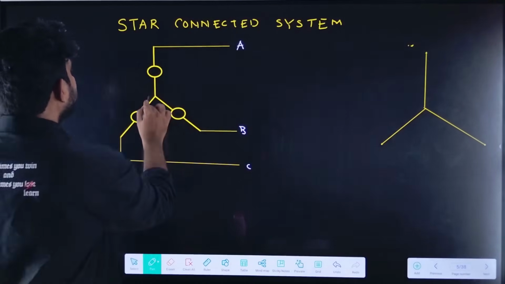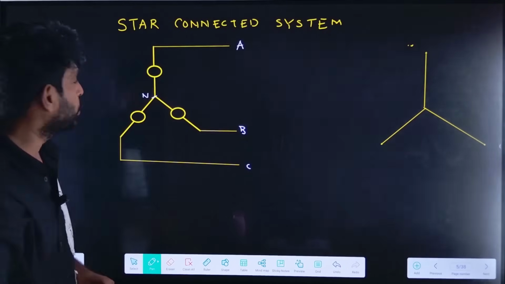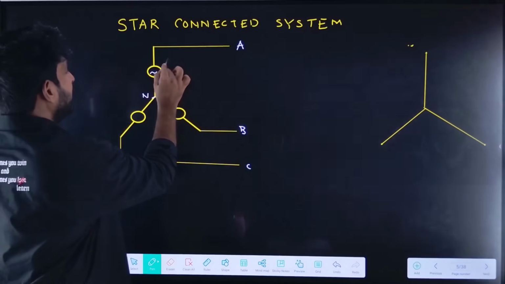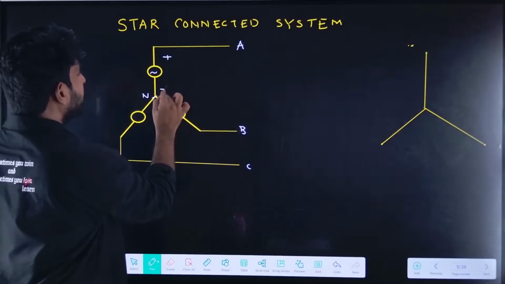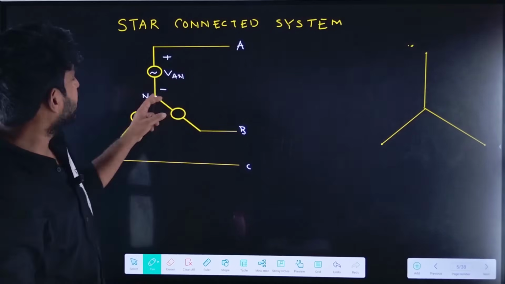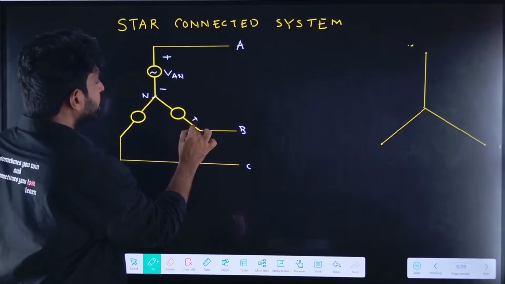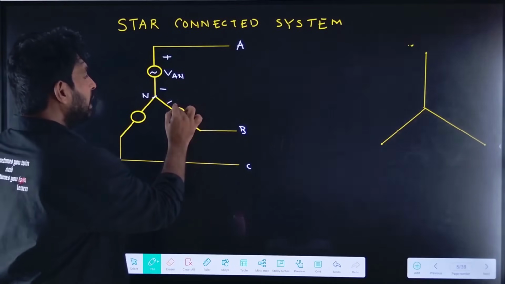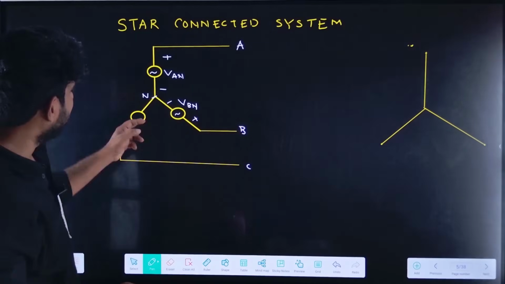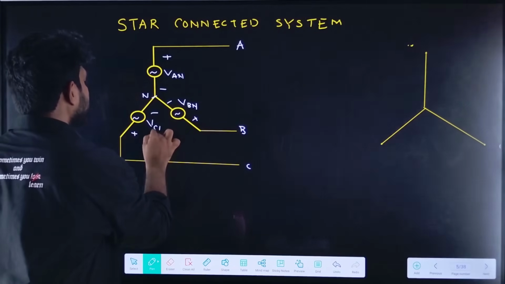Here let me mark this terminal as the neutral terminal. Here the source voltage will be VAN. The line and neutral voltages will be VAN and B and N. Let me mark this polarity VBN. And for VCN, this polarity will be like this.